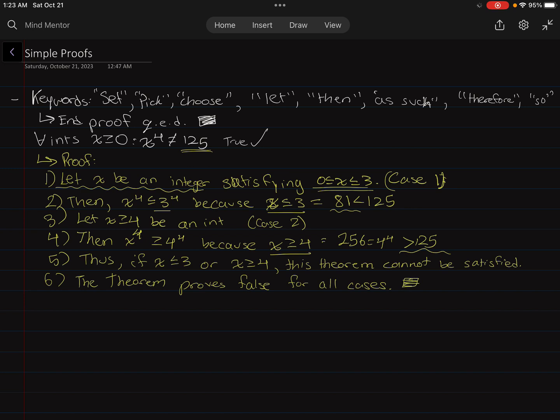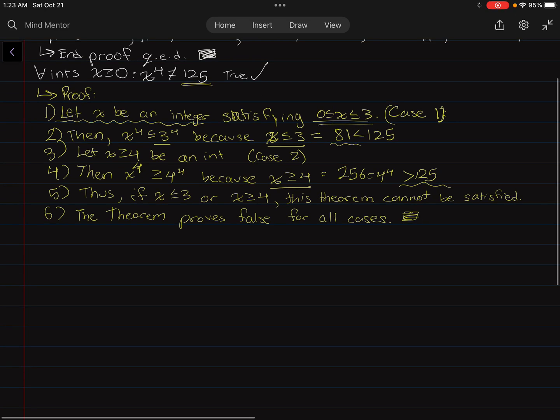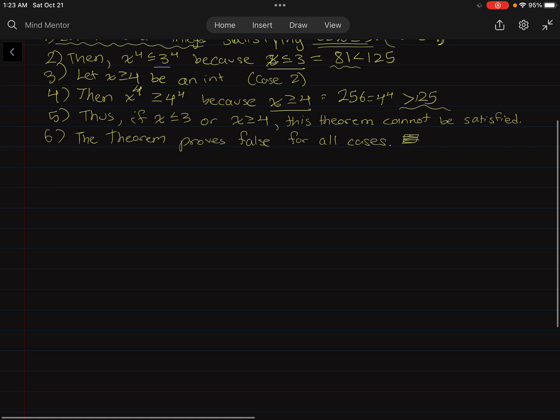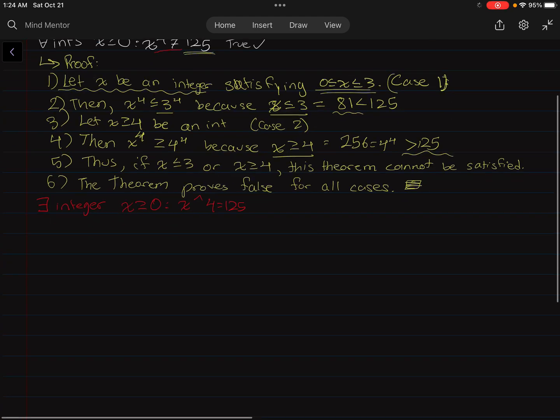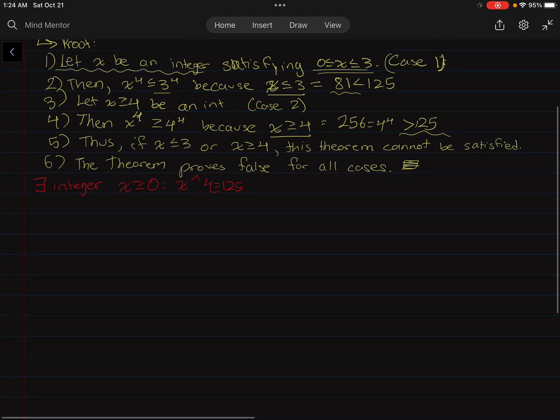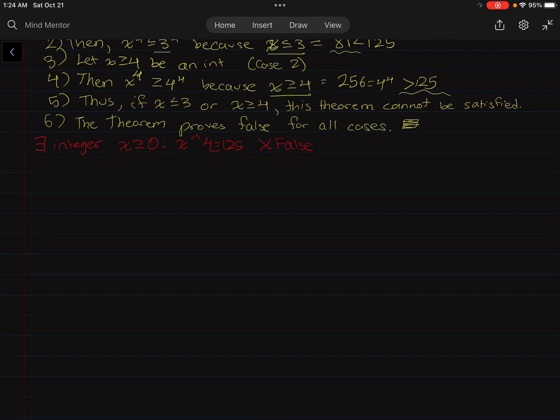Alright, now let's move on to a different example. And in this example I'll change the color so you guys can see. In this example, let's say there exists an integer. Actually, let's go with the same example. There exists an integer x greater than or equal to 0, such that x to the power of 4 equals 125. And of course, we know it's not exactly the same example, because this one said x does not equal 125, and this one said it is equal to 125. So we know obviously that this is going to be false, because there is no integer such that that integer to the power of 4 is equal to 125.